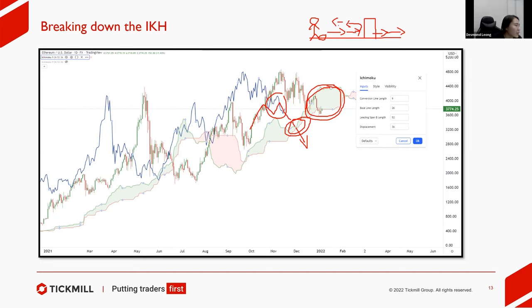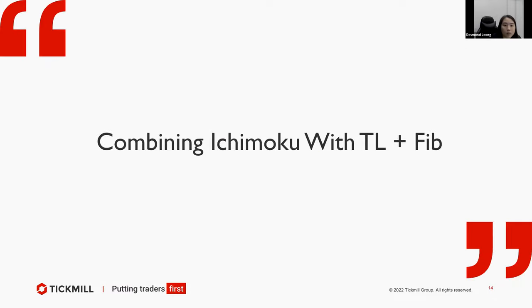Now that we're on this analogy, let me continue to explain. So now that Bob is at this door, when we combine our strategies with other indicators, let me move on. Combining Ichimoku with trend line and fibs, again, Bob is trying to push this door. The door alone is the support and resistance.